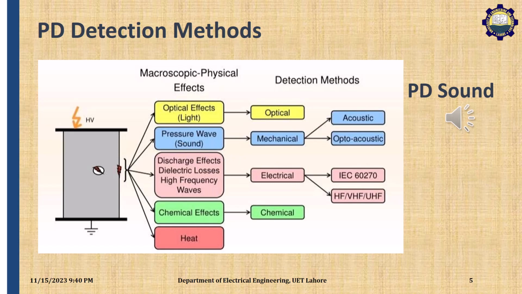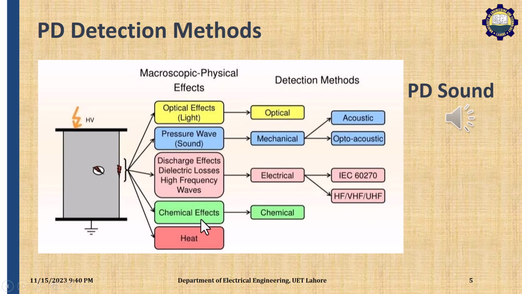The third one, the discharge effect, dielectric loss or high frequency wave, will be detected by the electrical method. This is the electrical method, and it is detected according to IEC standard 60270, and by high frequency, very high frequency, or ultra high frequency waves. So these are the two methods used in the electrical method.